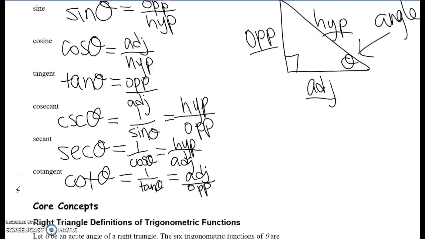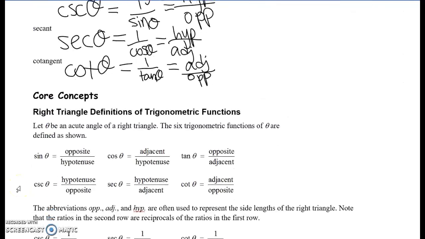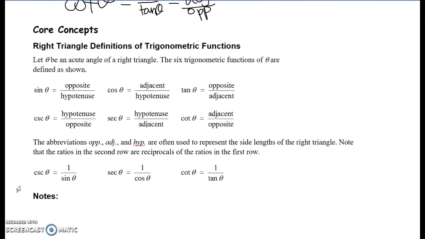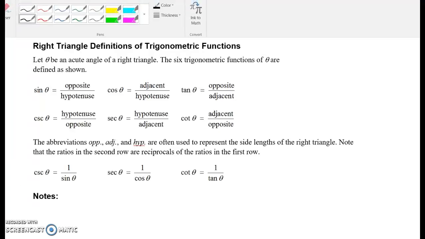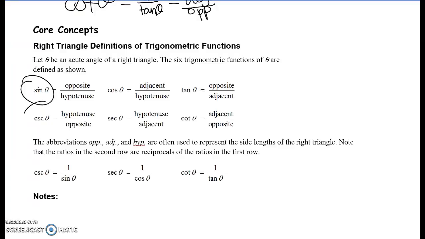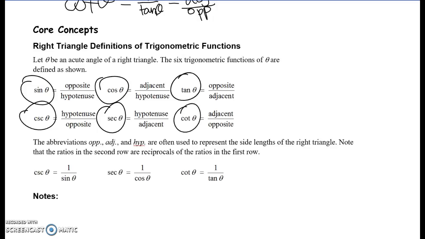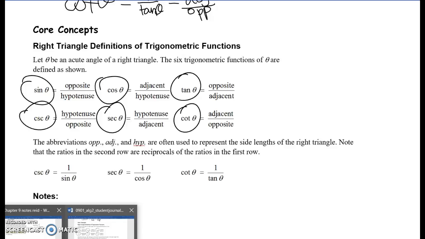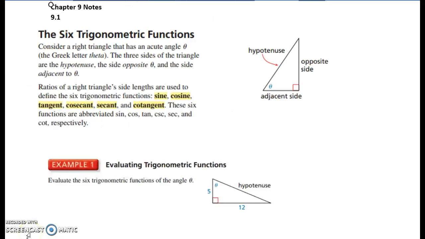You can also look below if you want to see the core concepts, and they write it out a little bit more, and you can see all 6 of the trig functions. Sine and cosecant go together, cosine and secant, and tangent and cotangent. So you can read about that here as well. And now we're going to go to our notes packet, and we see it again. This is the same thing.